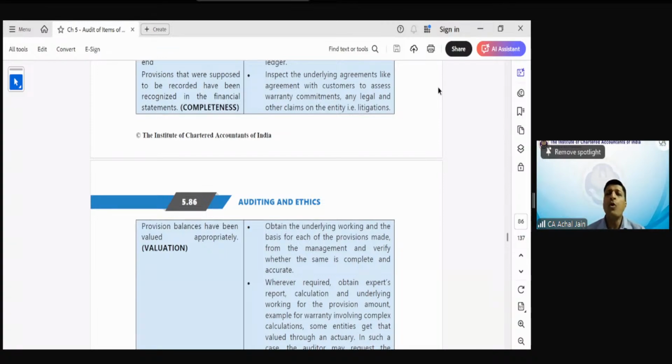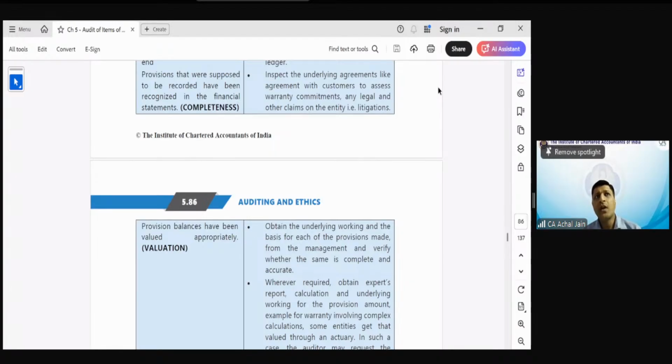Now, how will you audit that? You will obtain the working. Management must have prepared some working for that provision for warranty. Now, in respect of that working, what is going to be the next step? Next step will be to look at how that amount has been derived. And in terms of the agreements, what is the arrangement, what are the terms of sale?